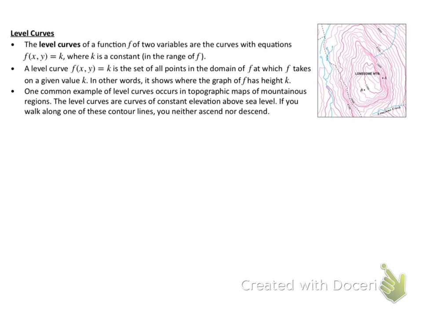Okay, and a level curve f of x, y equals k is all the points that give you the value k. One common example, which I show here, is when you go to the mountains and you are hiking, they have this picture showing little curvy loops, right? So one common example of level curves occurs in topographic maps of mountainous regions. Here, the level curves are the curves of constant elevation above sea level. So if you walk along the curves they show you, you are not going upward or downward. You walk steadily, on the same height, if there's a path, of course.